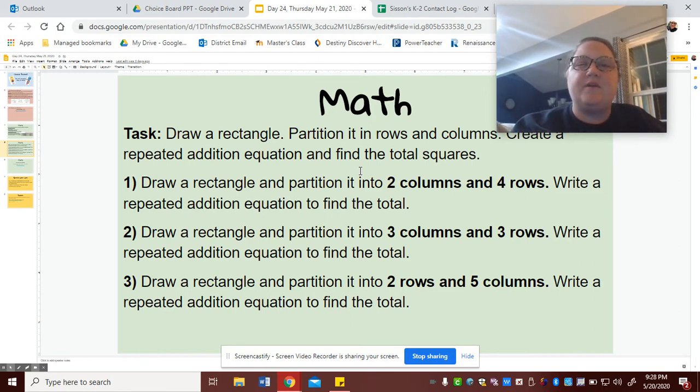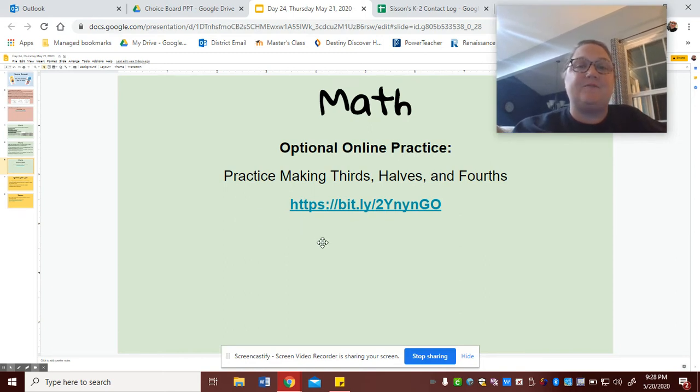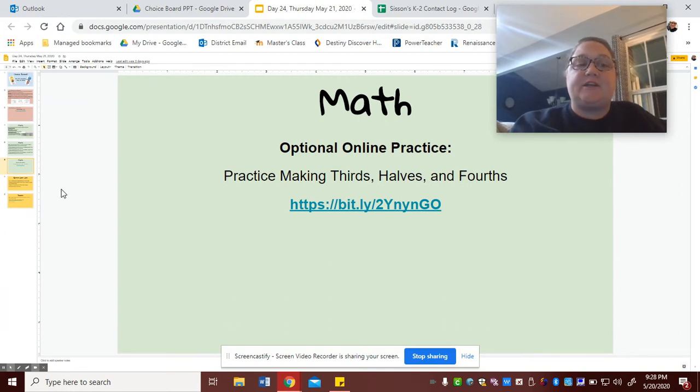And it doesn't matter if the repeated addition is for the columns or the rows, whatever one you want to do. So here are some little online practice. So this is about breaking things into thirds and halves and fourths. So it's a short introduction on fractions.